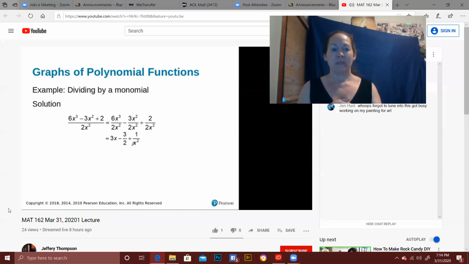So I'm going to take this here, and I'm going to do it on the blackboard. I find the slide versions of these are not as enjoyable as my babbling. Now, I'm going to look at the component parts. So let me write this here. I have 6x cubed minus 3x squared plus 2.